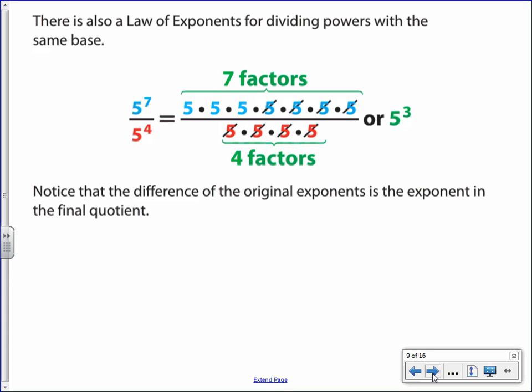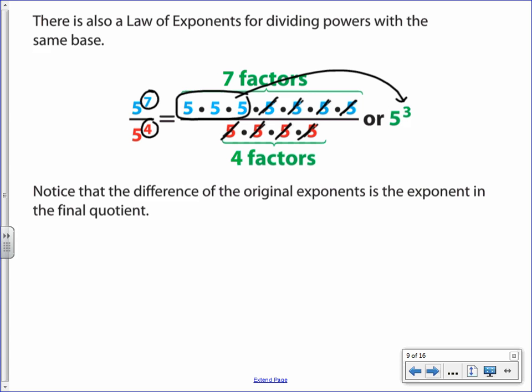So they have 5 to the 7th power divided by 5 to the 4th power. They have their 7 fives, 1, 2, 3, 4, 5, 6, 7. And they have their 4 fives in the denominator, 1, 2, 3, 4. Notice that they've canceled off 1, 2, 3, 4, and 1, 2, 3, 4. That leaves these 3 on the top, which is my answer. If I just subtract my exponents, 7 minus 4, it's 3.